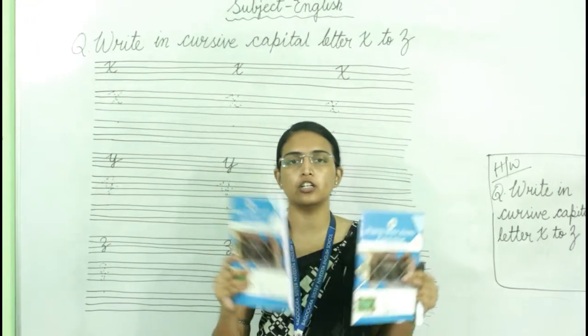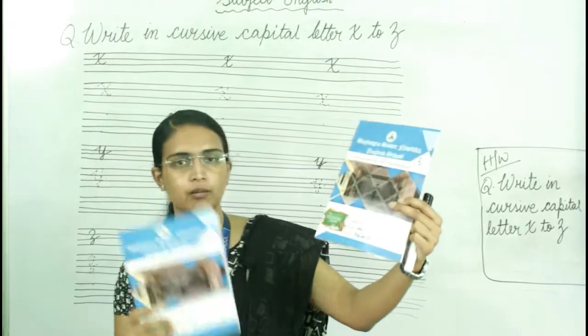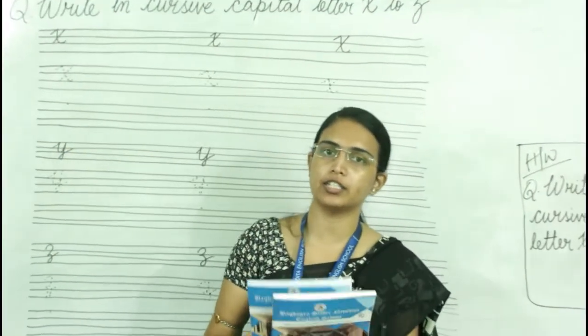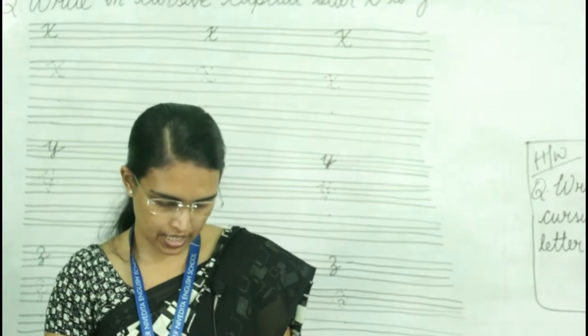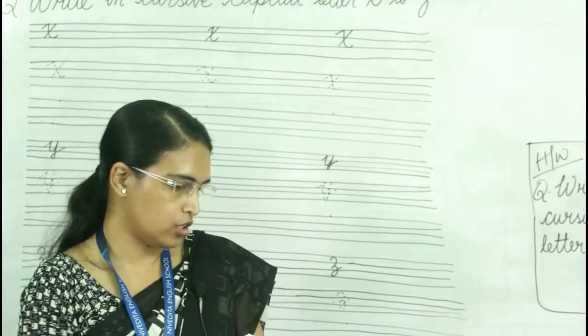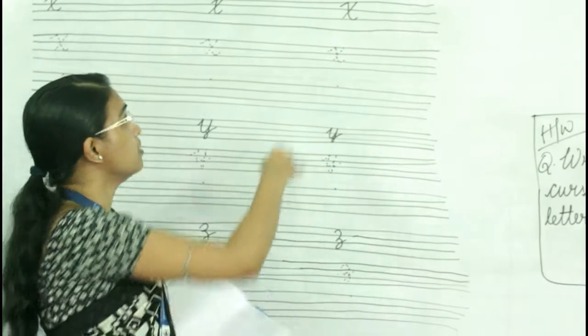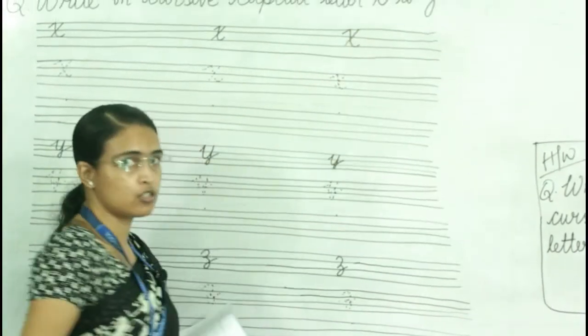For this, take out your notebooks. You have two notebooks, English CW and English HW. Take out your English CW notebook and open a page. Today we are going to learn cursive capital letters X to Z.